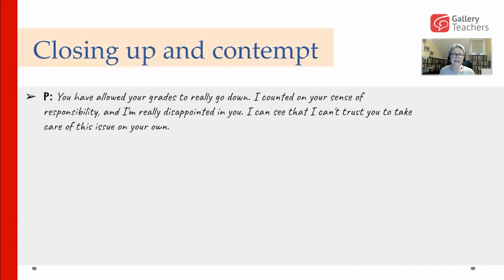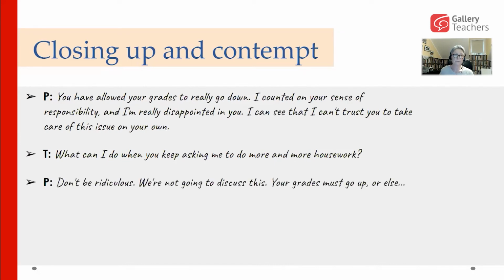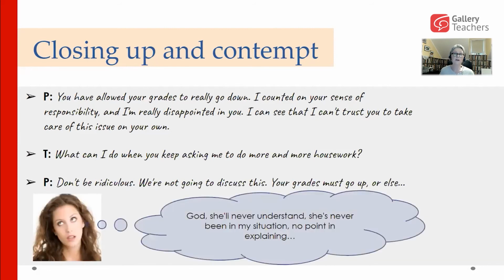So as you can see, the parent is clearly criticizing and the teenager is clearly defensive. But we know that criticism followed by defensiveness only lead to closing up and contempt. So this exchange could follow on like this. And this is closing up. That's the end of the discussion. And what follows is contempt.